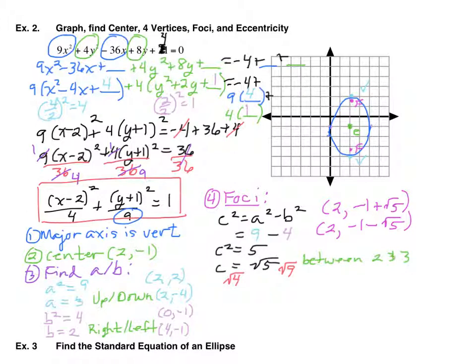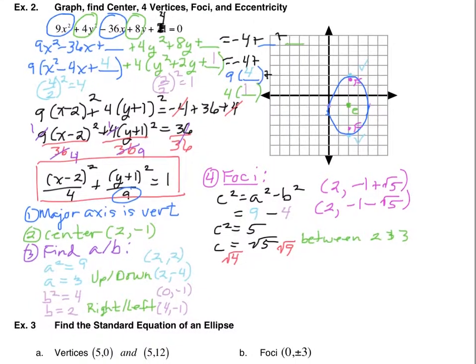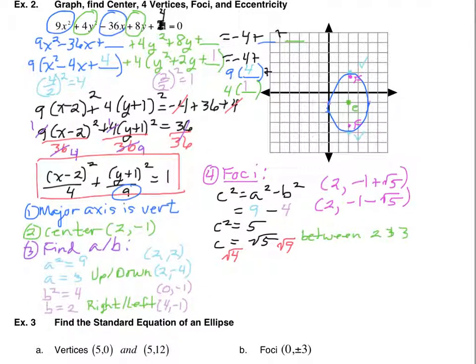So it's always from the center. So if our major axis had been along the x-axis horizontally, then we would be adding and subtracting that radical 5 to the 2, because we would have gone right 2.5, left 2.5. So that's the hard part that you guys are going to have to play with a little bit. Okay, then the last thing they want is what? Eccentricity.